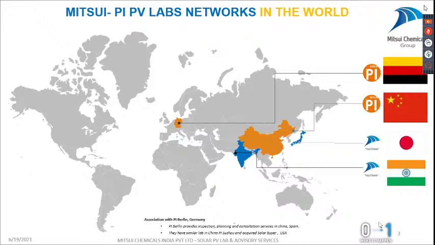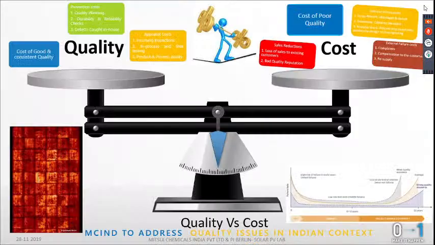for photovoltaics. And our parent, MIXI Chemicals Japan, is also having a lab, but they have a partial lab, not a complete lab. And they basically do due diligence activities, technical due diligence of our plants and all. And PA Berlin, of course, they are our partners, and PA China also has a lab. So this is just the network of labs. Next slide, please.